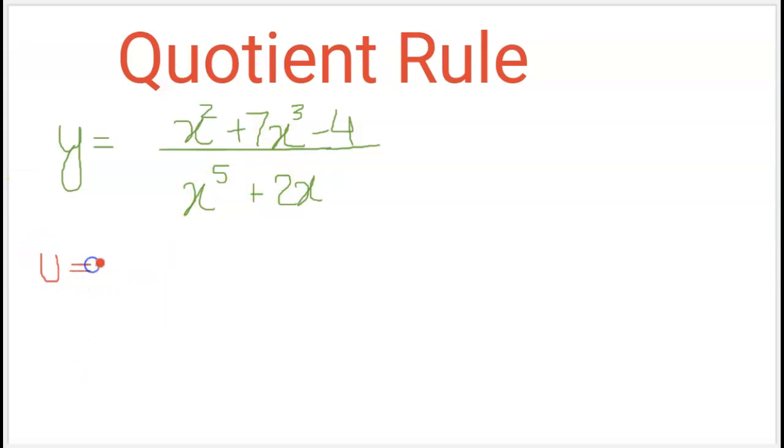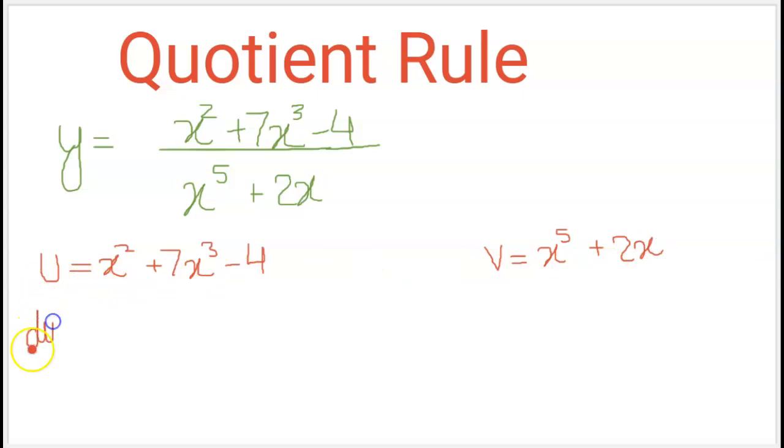So you're going to say u equals x squared plus 7x cubed minus 4, and then you do v equals x to the power 5 plus 2x. When you differentiate this thing, you need to differentiate that one. You will get du over dx.